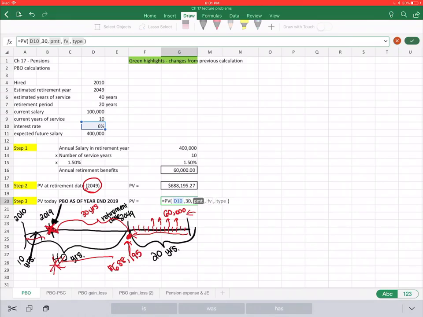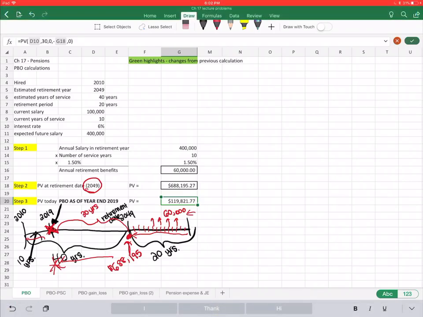My payment amount, I don't have a payment amount in this case. What I do have is a future value. I have this future value, $688,000, and again, I'm going to make it negative because this represents an outflow to my organization. It's a negative amount to my organization. $688,195, that is my future value. And again, my type is 0. If I do that calculation, I come up with $119,821.